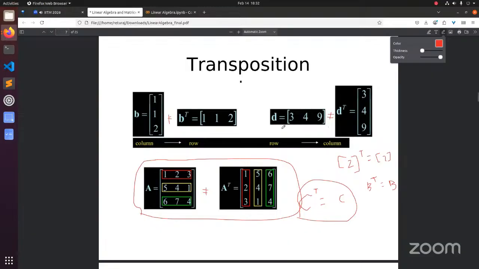1 cross 3. And what is the size of D transpose? 3 cross 1, sir. So you can see that the matrices D and D transpose are not equal. Even though you feel like the numbers are equal, the matrix size is entirely different. So any matrix C, if you transpose it, it is not necessarily going to become the same.